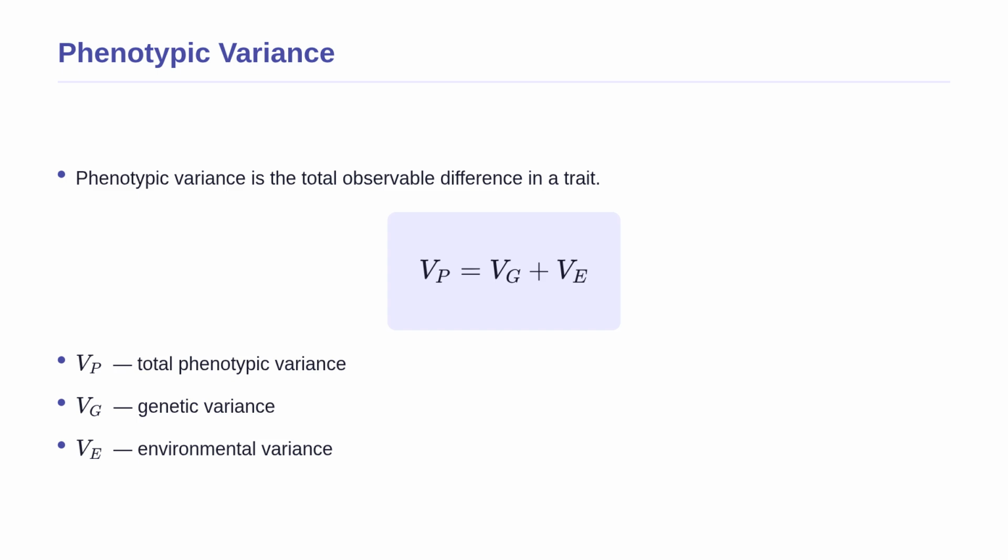VP represents the total phenotypic variance, which is the overall physical variation we can actually measure. VG stands for the genetic variance, caused strictly by differences in DNA. Finally, VE represents the environmental variance, caused by outside factors like diet or sunlight. If the environmental variance increases because organisms live in wildly different habitats, the total observable variance will also increase, even if their genetics remain exactly the same.